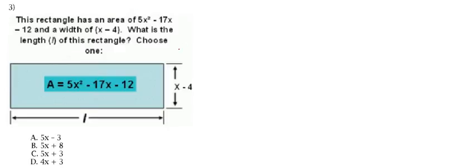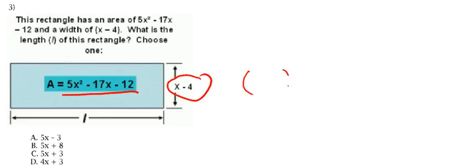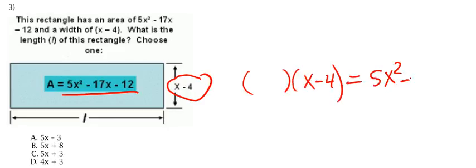Here we're given a rectangle and we're given its area. Its area is what you get when you multiply length times width, and it also gives you its width. And then it's asking you to find the length. So they give you what you get as an answer right here, and it is giving you the width. Well, something times x minus 4 is going to be equal to 5x squared minus 17x minus 12.